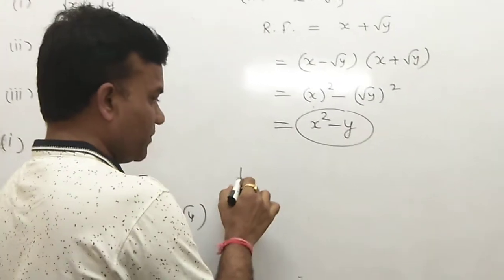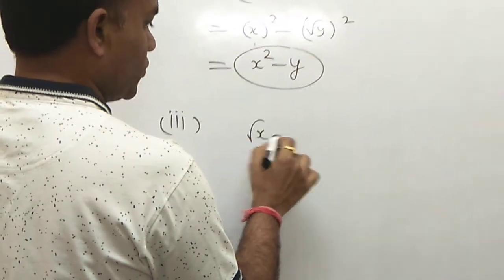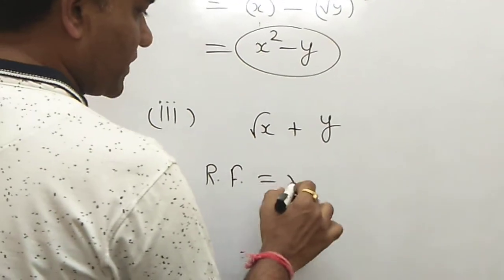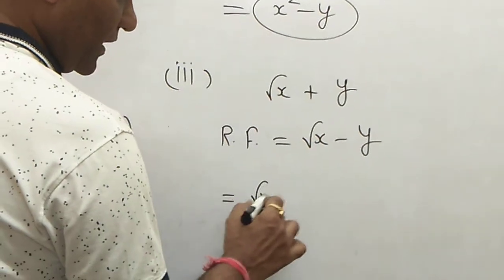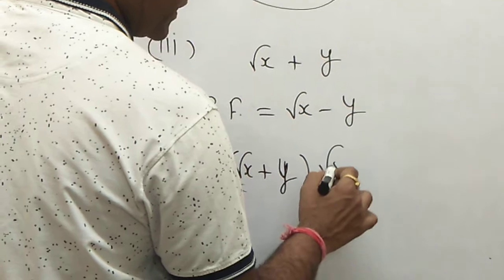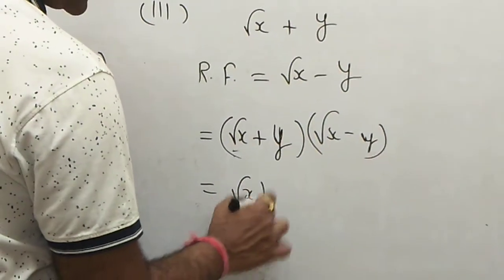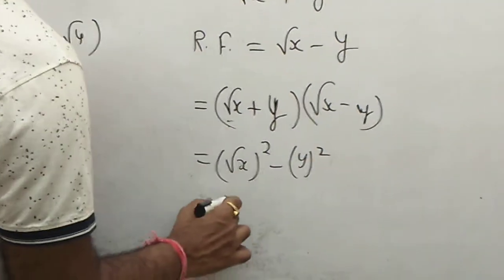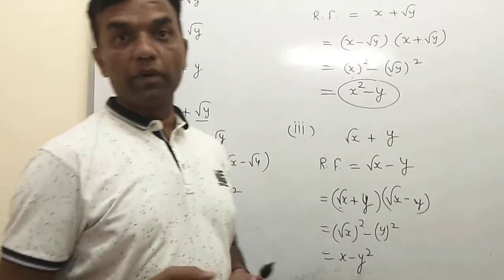Same third example we have here: consider root x plus root y, with only a single y. Its RF, rationalizing factor, is root x minus y. The same concept here: we simplify root x plus the single term y, and multiply with root x minus y, using the identity a square minus b square. So we have the answer x minus y square, because these examples are related to arbitrary numbers.